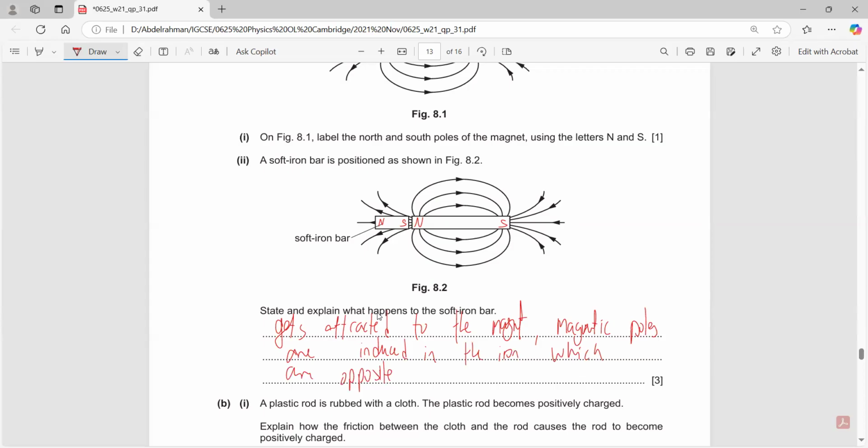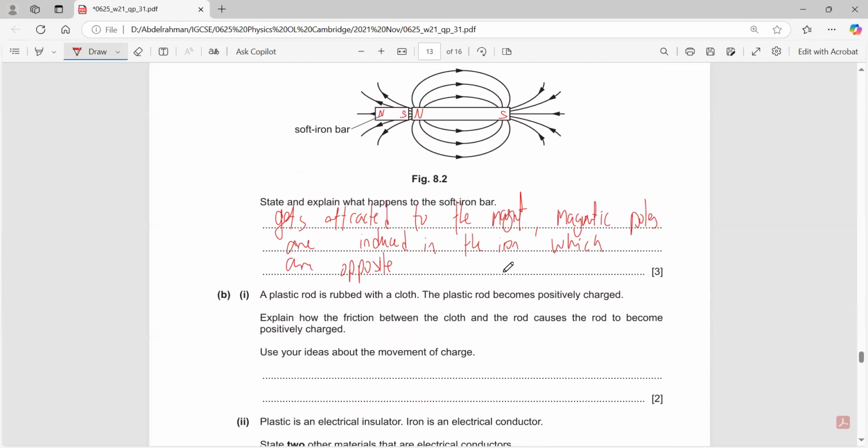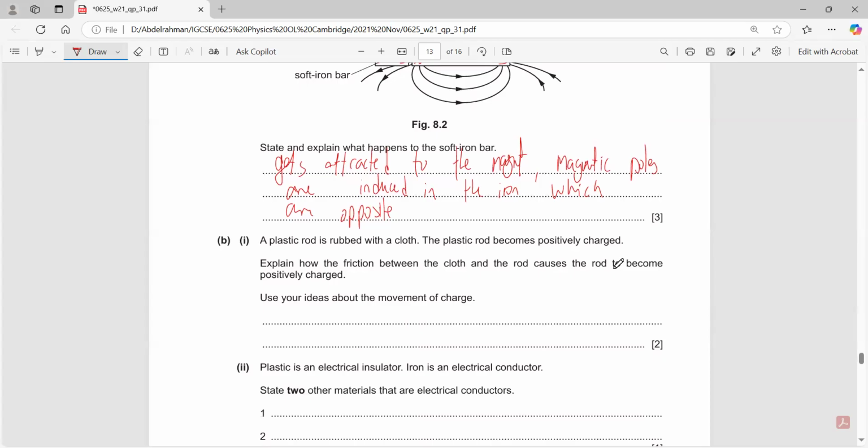They will attract. A plastic rod is rubbed with a cloth. The plastic rod becomes positively charged. Explain how the friction between the cloth and the rod causes the rod to become positively charged. Positively charged means it gained or did it lose? Positively means it lost. So it lost electrons to the cloth.